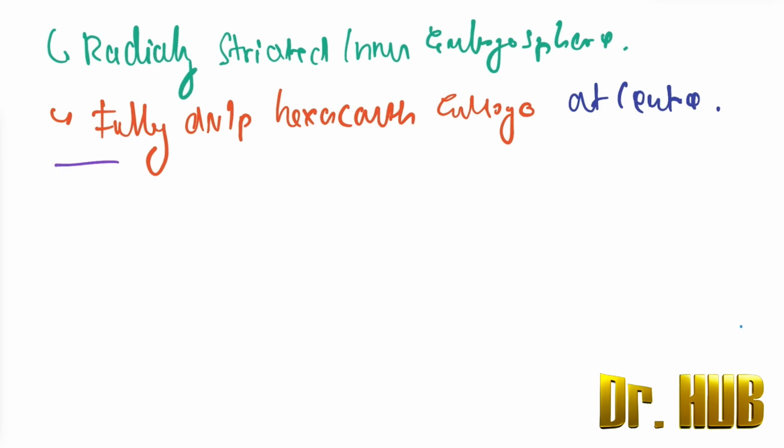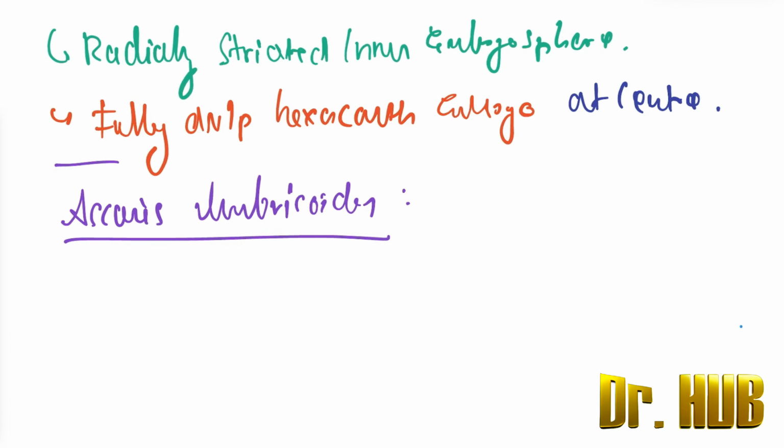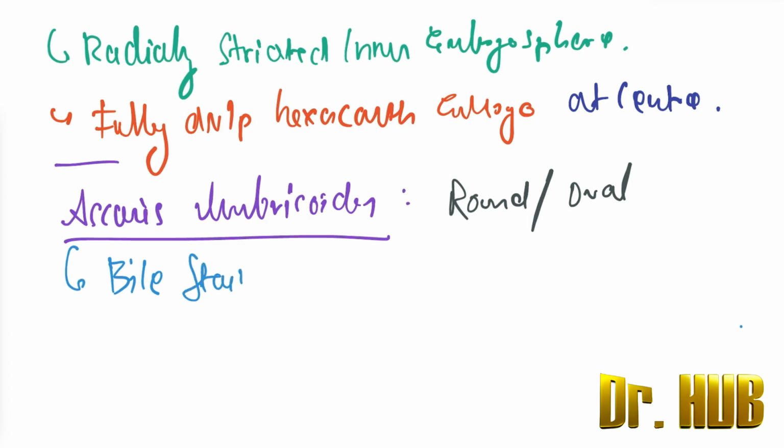Next, we move on to Ascaris lumbricoides. It is round, or it may be oval. What are the other features of Ascaris lumbricoides? They are bile stained, and golden brown in color.